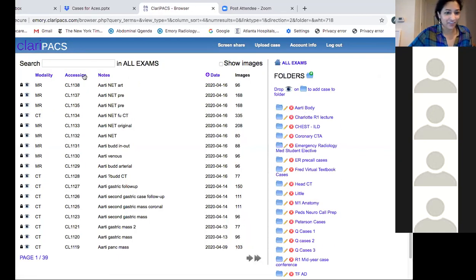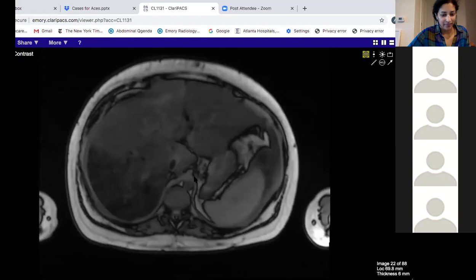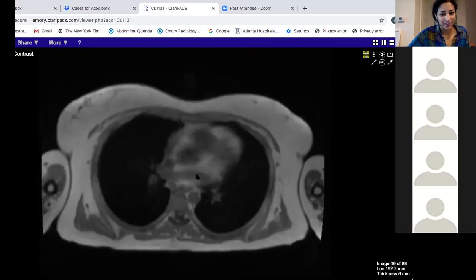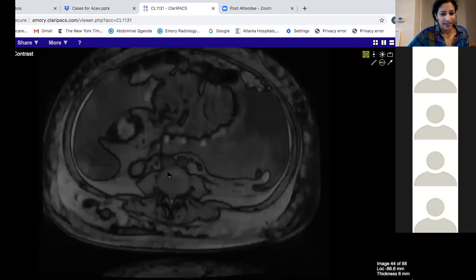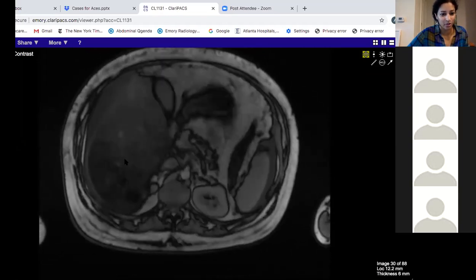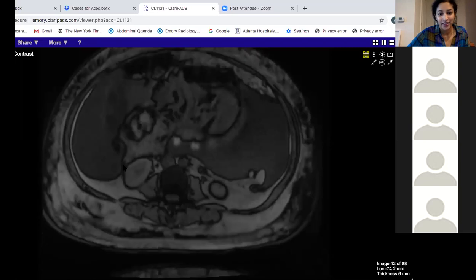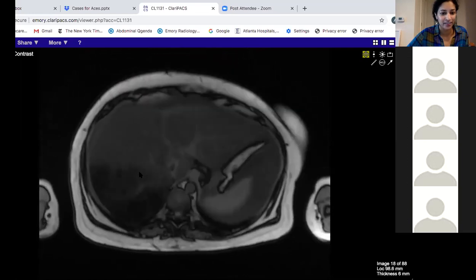Excellent. Rubel is asking for the in and out of phase, and that is the key here. You can see, I can't pull them up side by side, but basically on the in phase, the liver is nice and bright. And then on the out of phase, the entire liver is fatty, but there's much more severe hepatic steatosis in the right lobe and segments 5 and 6. So this was just severe hepatic steatosis with probably steatohepatitis or inflammation of the liver.